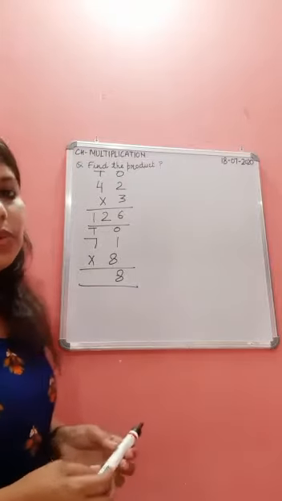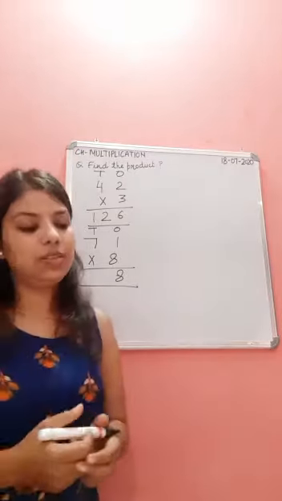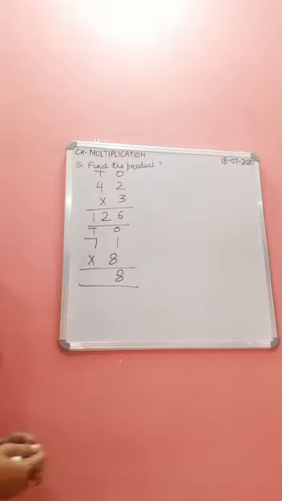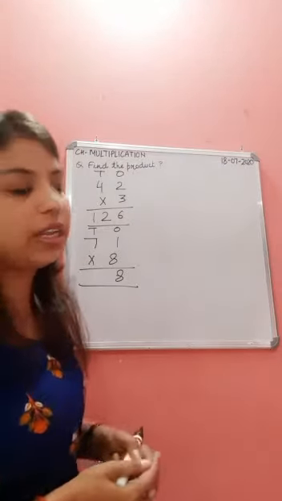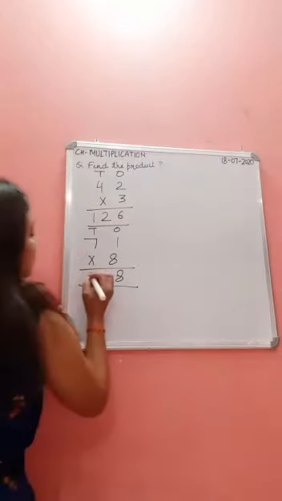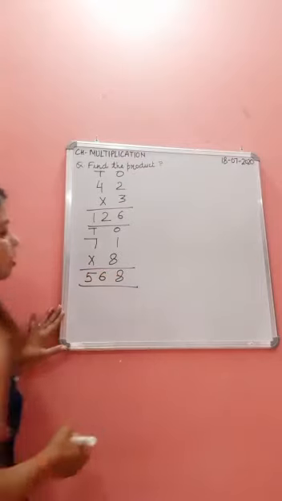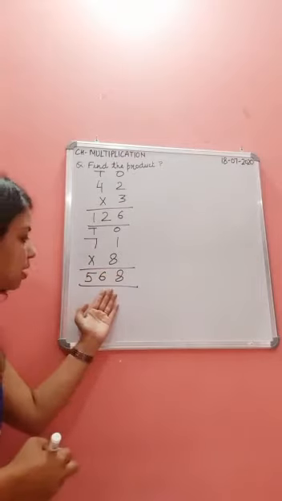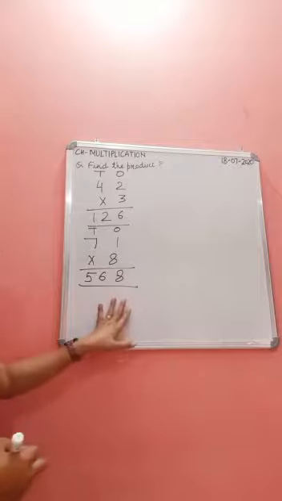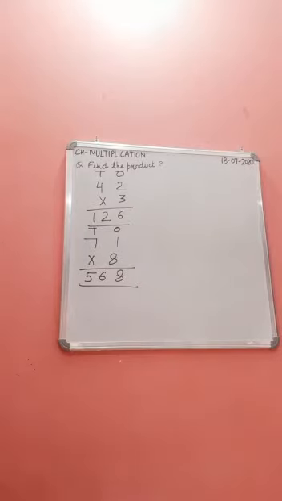Okay, so 8 1 is 8, 8 2s are 16, 8 3s are 24, 8 4s are 32, 8 5s are 40, 8 6s are 48, 8 7s are 56. Here also we get the answer in 3 digits, so this is right. Okay, now see the next one.